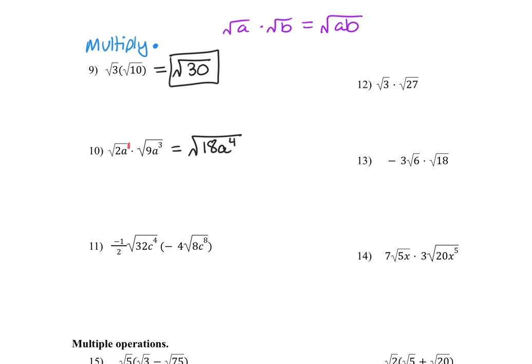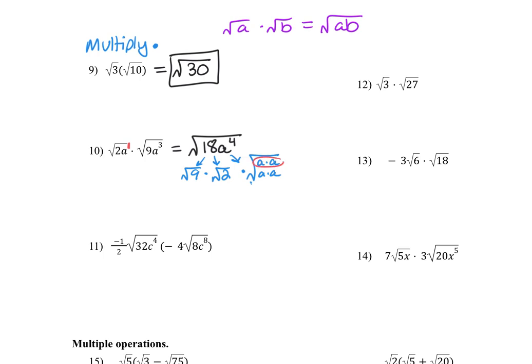I can simplify this further by splitting up my 18 into square root of 9 times square root of 2, and I can even write my a. My a is to the power of 4. That means I have 1, 2, 3, 4 a's. Now I'm writing them in groups of 2 because we talked about this last lesson. Groups of 2 can come out of square roots, okay? If this was a cube root, it would be groups of 3. Fifth root, it would be groups of 5.